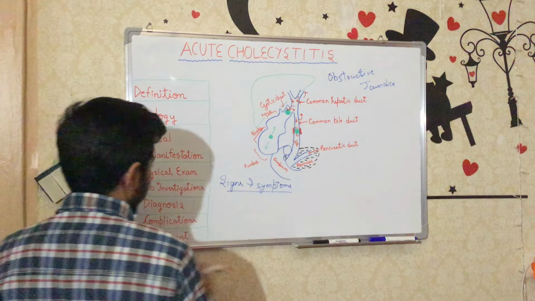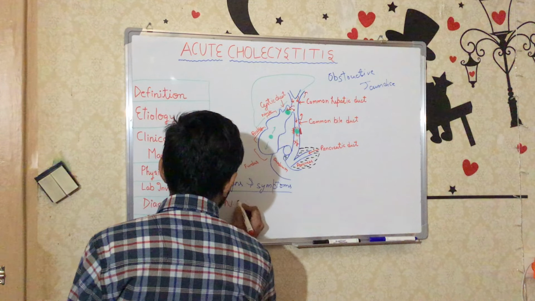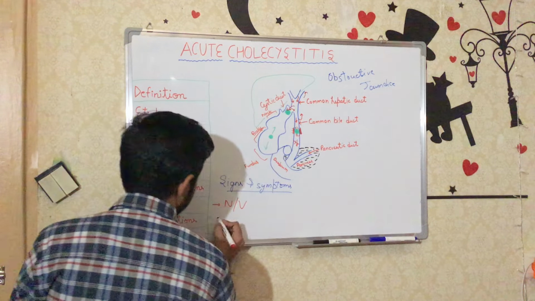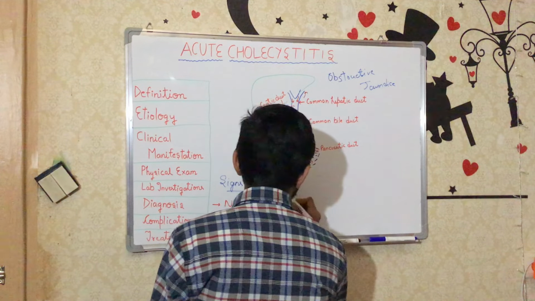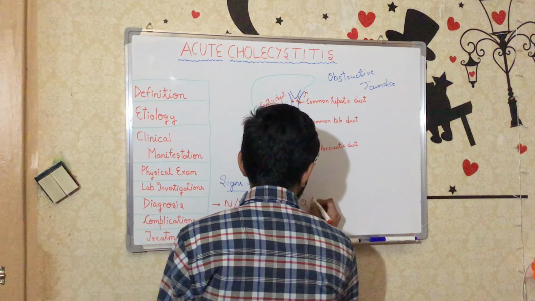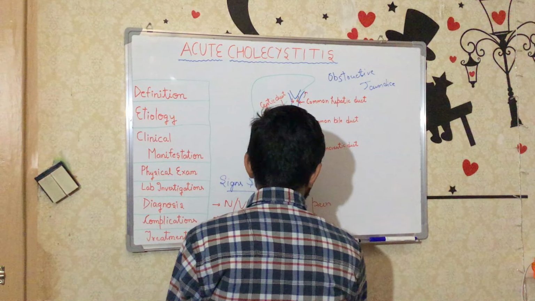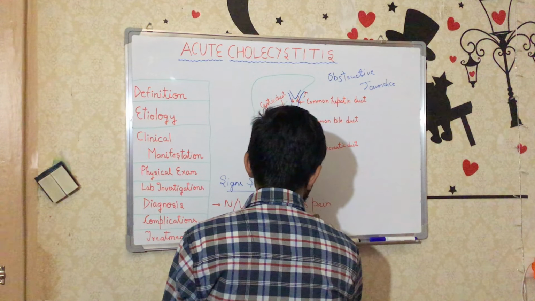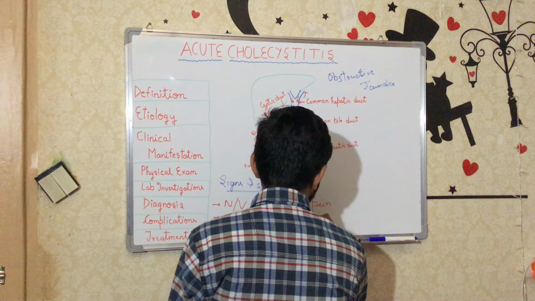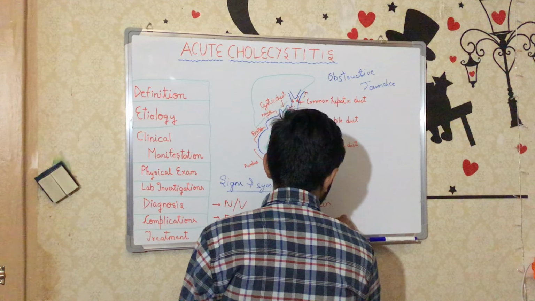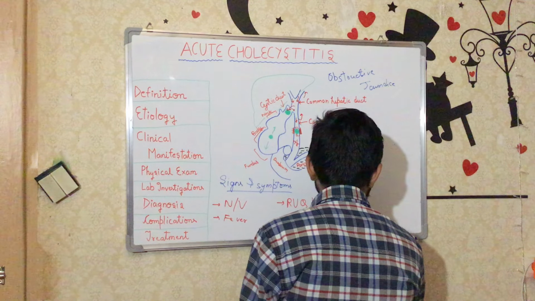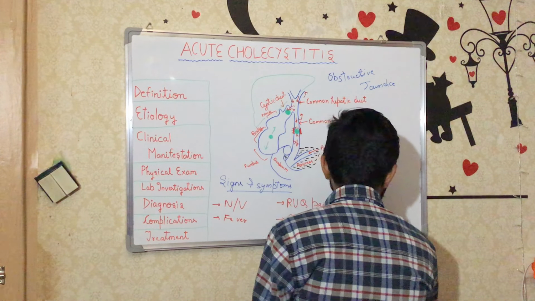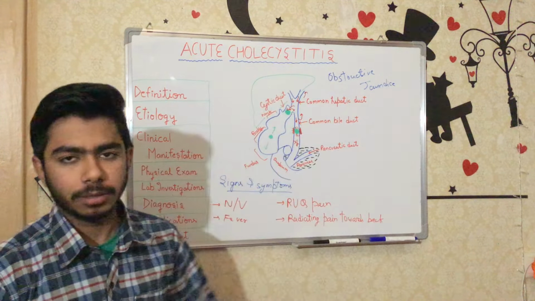They could have nausea, they could have vomiting, fever. They have right upper quadrant pain. The pain is radiating towards the back side.